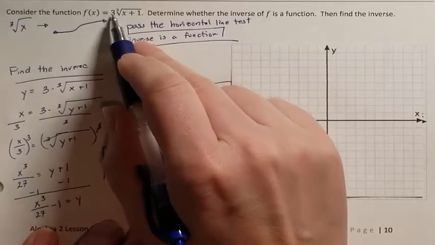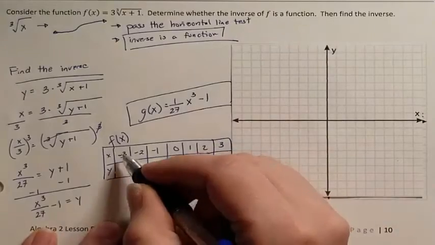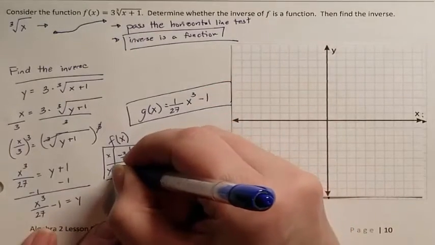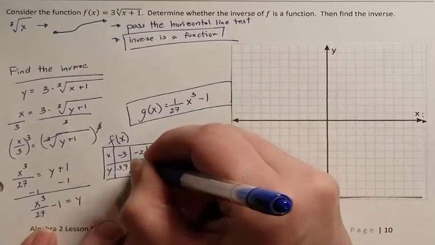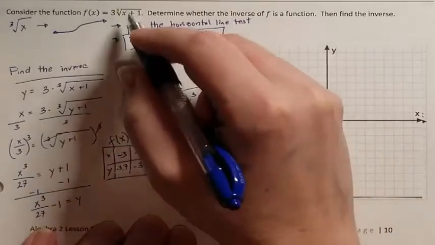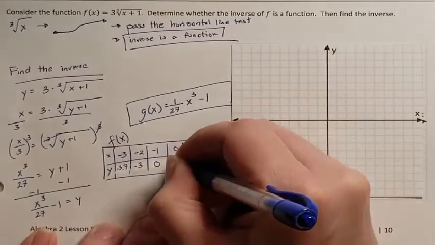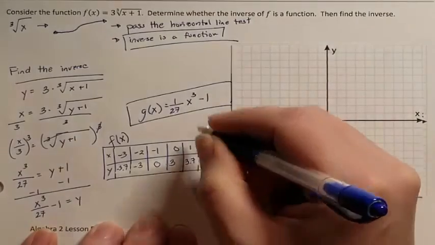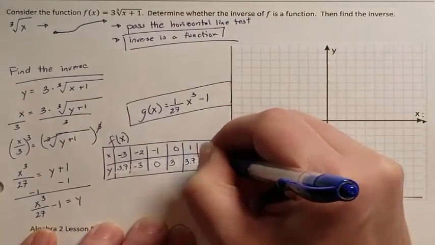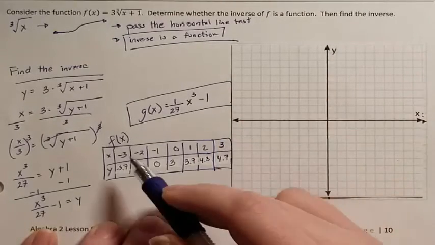I know it's a vertical stretch of 3, and I know it's moved to the left. So let's go ahead and take a look at it. Negative 3 into this function would have been negative 3.7. Negative 2 into the function would have been negative 3. Negative 1 into the function is 0. 0 into the function is 3. 1 into that function is 3.7. 2 into that function is 4.3. And 3 into that function is 4.7. So let's go ahead and graph this.